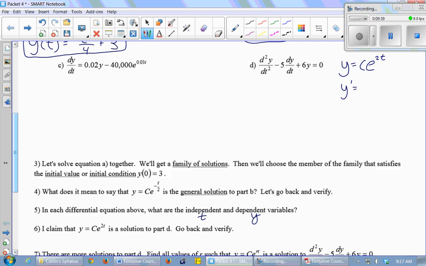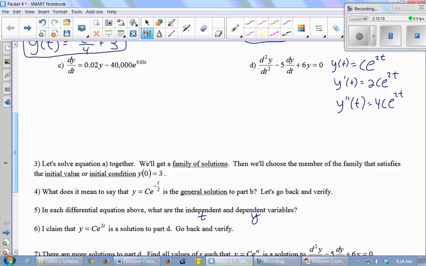Oh, I could have, yeah. Yeah, I definitely could have. I think before I was doing that to try to emphasize that t was the independent variable, right? So this would be 2c e to the 2t, and then y double prime would be 4c e to the 2t. Right? Because 2c is just a constant, so you don't have to do the product rule. You can just carry it along. So my second derivative would be 2c e to the 2t times 2. It's the derivative of the inside.